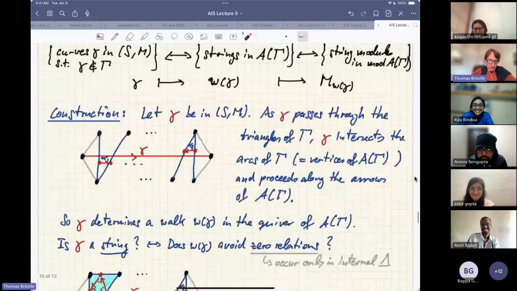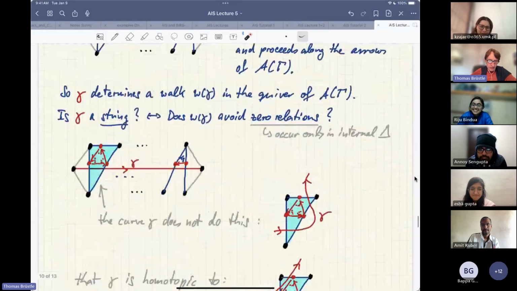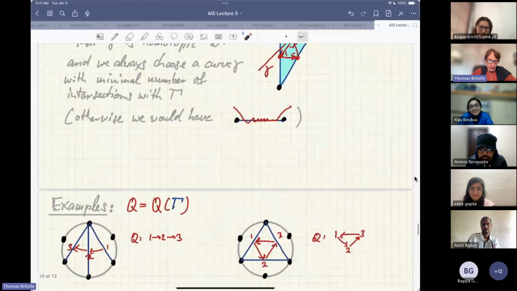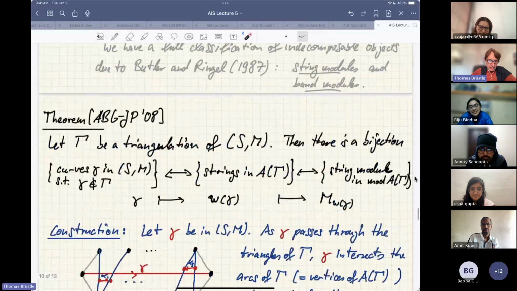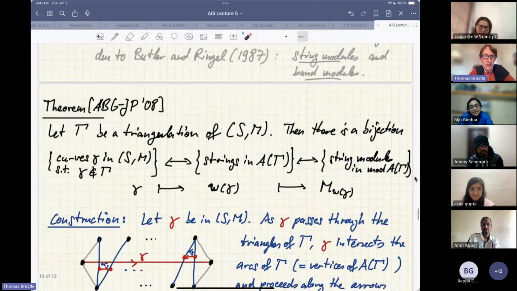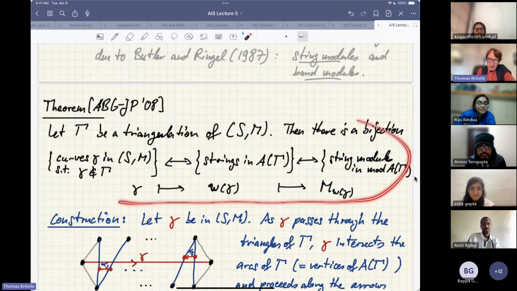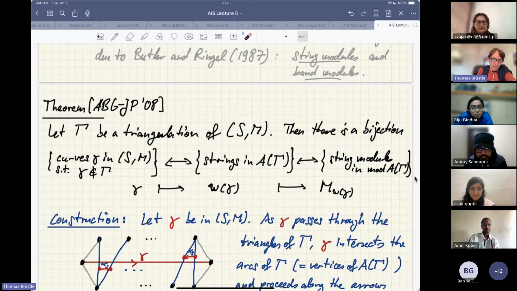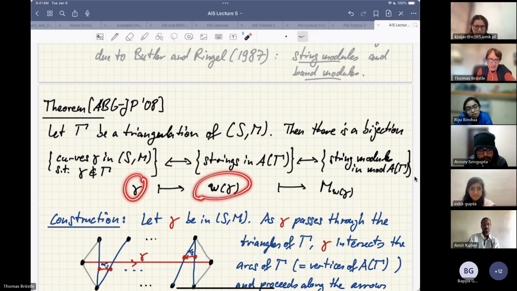I would like to go through this construction, and this is the most important part for today. Okay, that's good. So let's illustrate this a little bit. If I have a curve in the surface, how do I get the string, the string in this string algebra? That's what I want to do.